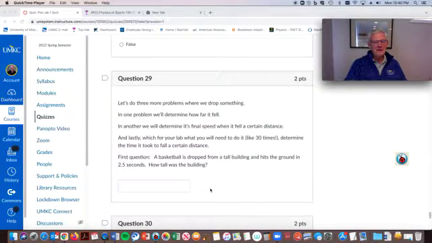All right, so here we go. Let's do 3 problems. A basketball is dropped from a tall building and hits the ground in 2.5 seconds. How tall was the building? This is where we're going to get the equation that you're going to need for your little lab, that hopefully you're done with. I've noticed quite a few of you got those turned in already too, which is a good thing.